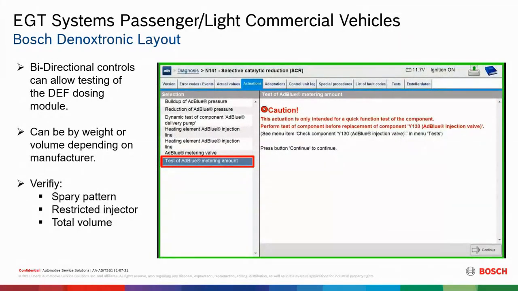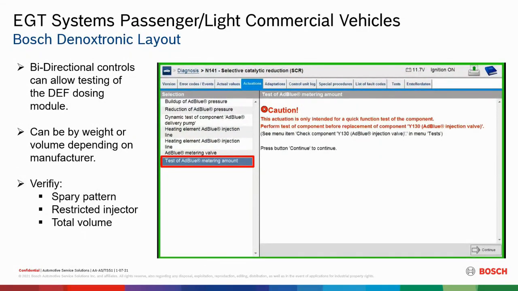So bidirectional controls will allow that testing to be done for the module. It can vary either by weight or volume. So different manufacturers will give you the spec on it, but most of them are by volume, but there are some that do it by weight. So if you do it by weight, you need a scale. You're going to measure a pre-weighed tube or graduated cylinder, and then you're going to do your test and run it through there, and then you're going to subtract the weight of the graduated cylinder from the amount that you tested, and that'll be your result. But it's fairly simple math.